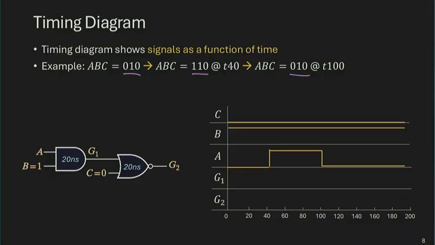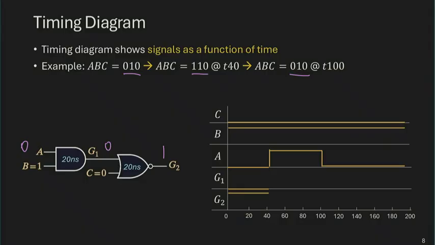And let's do some evaluation. At the beginning, input is 0, 1, 0. The output here should be a 0. The final output should be a 1. I'm just evaluating through the gates. So at the beginning, my G1 would be a 0, and my G2 is a 1. They're going to remain at that value until at least time 40. That is my initial condition of the circuit.